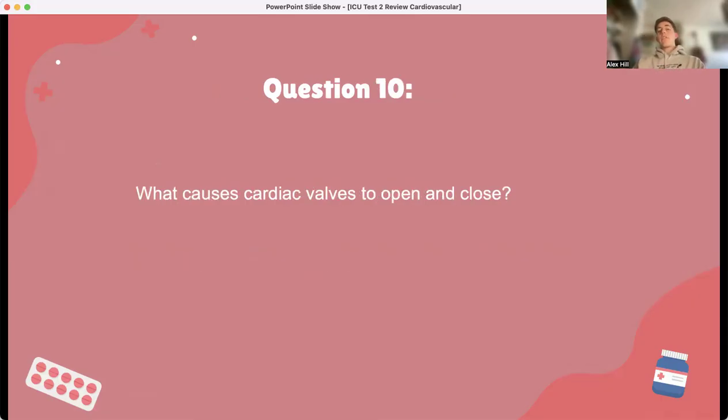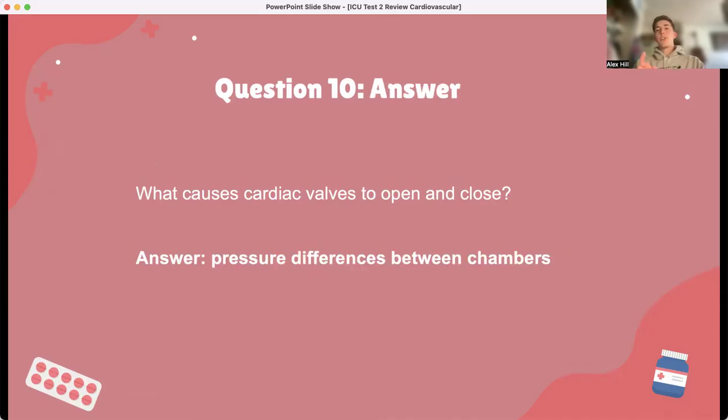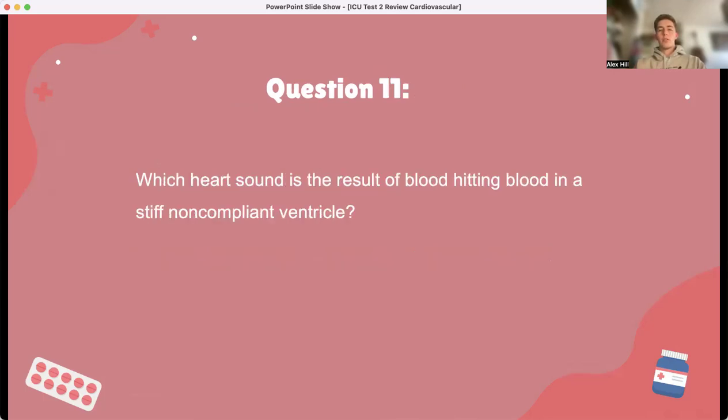What causes cardiac valves to open and close? So it's pressure differences. It's not the papillary muscles. Those are what prevent the valves from everting or inverting when they close. But the pressure is what causes the valves to open and close.